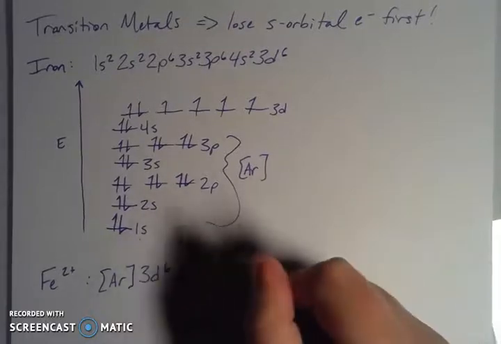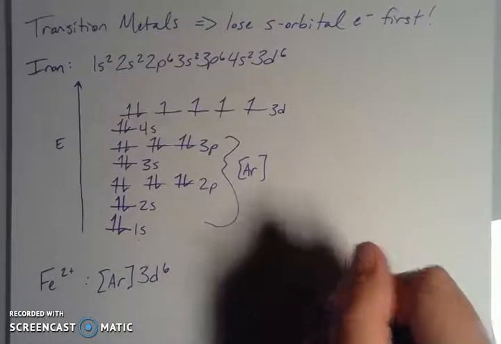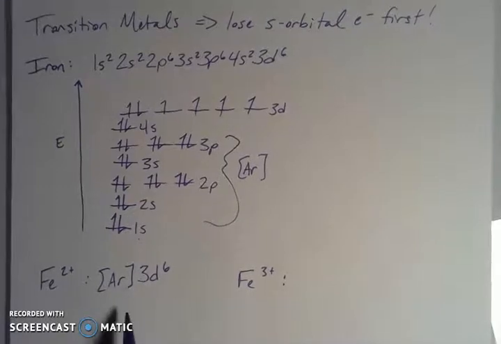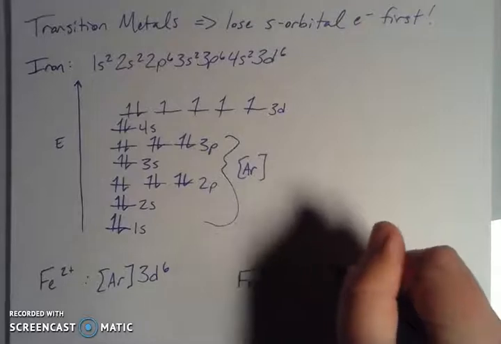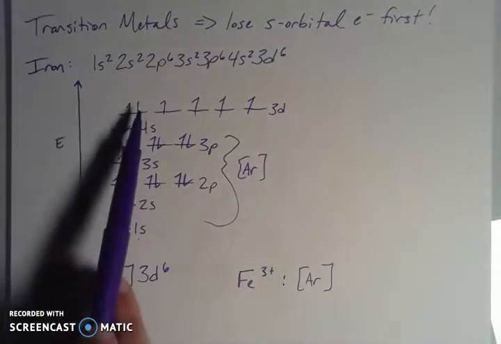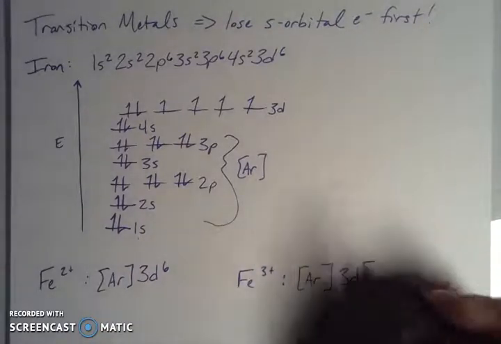Now another common ion for iron is iron 3+. Now let's think about why that is. Well, let's look at the orbital diagram. Let's think about the electrons. For these, I'm still going to lose my 4s, so here's my argon. So I've already lost 2, 1, 2 from the 4s. Now I'm going to lose that third. So now I have 3d5.